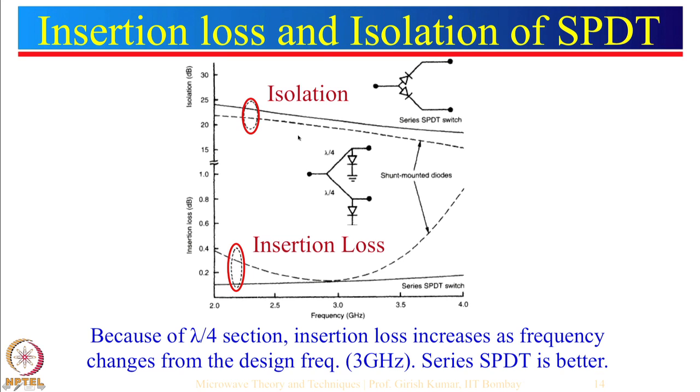Let us look at the isolation. So, one can see that isolation is fairly good. It is more than 20 dB in the lower frequency region, but however, it decreases at the higher frequency points. So, again this is useful for the lower frequency region, and isolation becomes poorer in the higher frequency region.